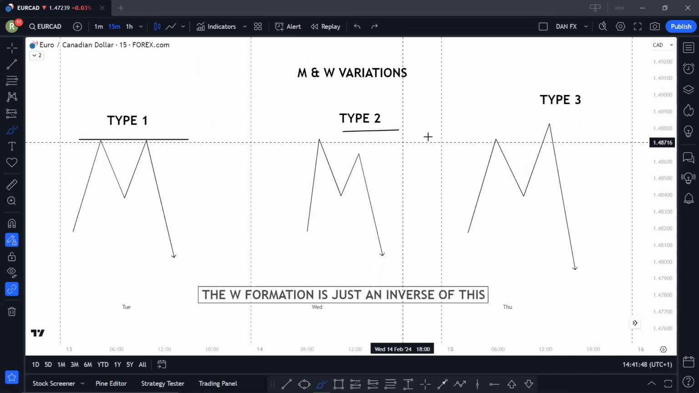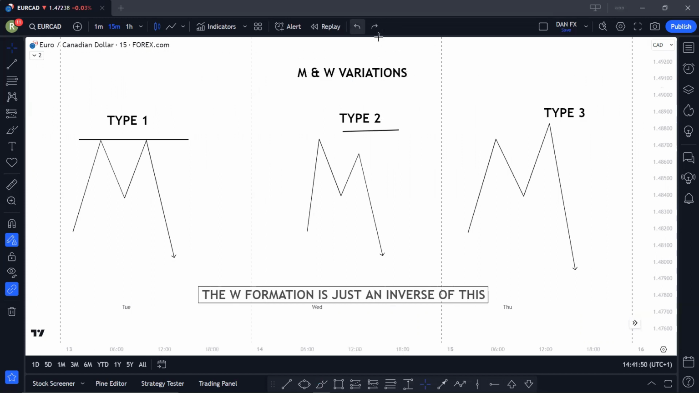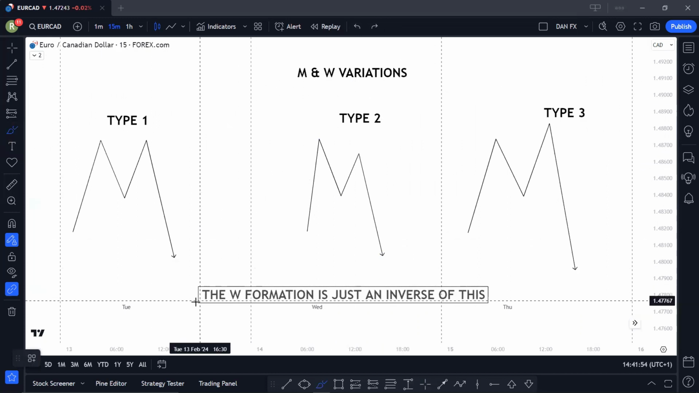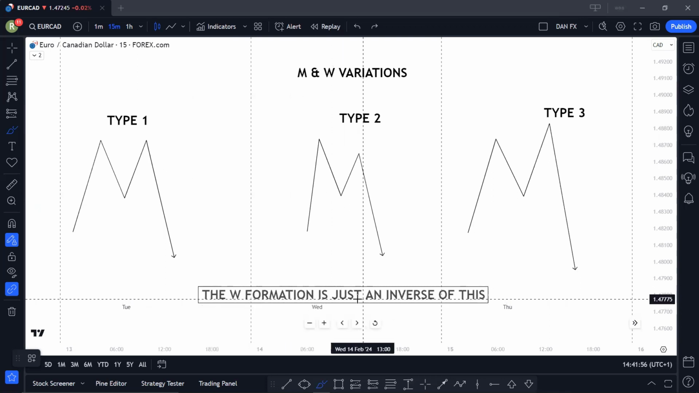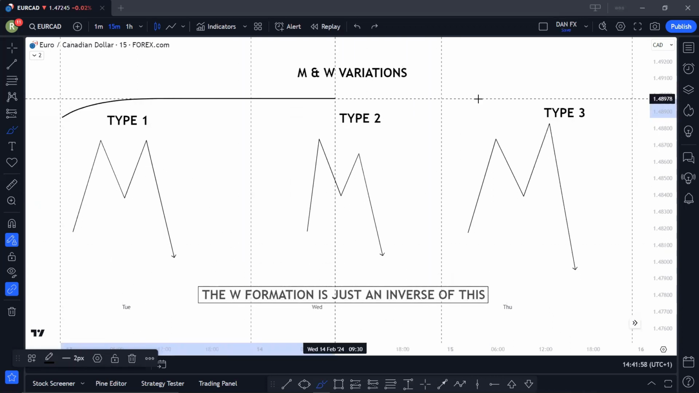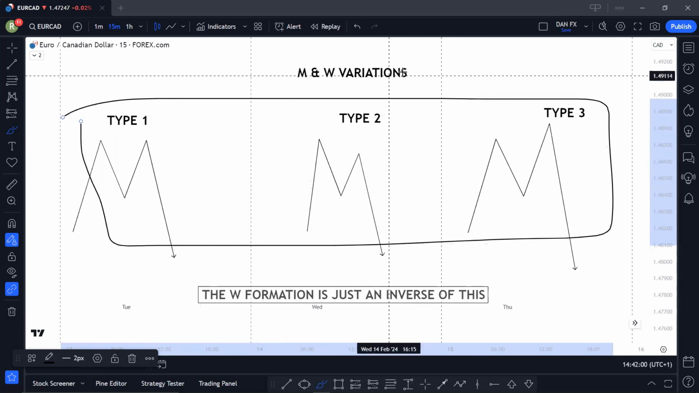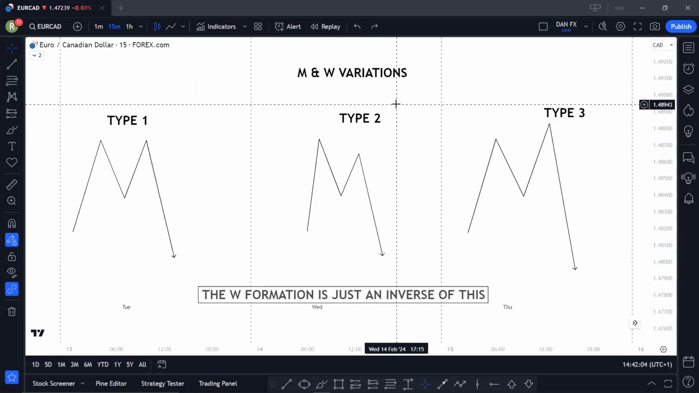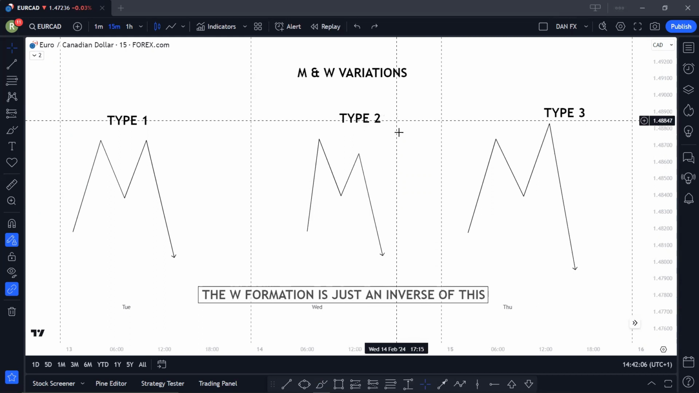So we have the type 1, type 2, and type 3. This is going to be important for you to understand when trading this strategy. The W formation is just an inverse of this. So the W formation is just an inverse of this whole pattern here. So everything inverse, right? So how exactly does the strategy work?